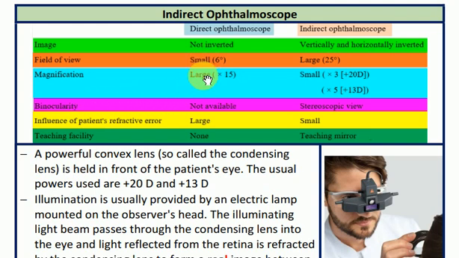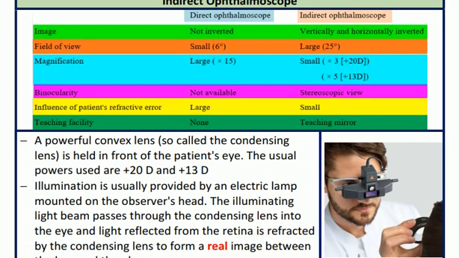Binocularity is not available in direct. Stereoscopic view in indirect. Influence of patient's refractive error: large influence in direct and small influence of refractive error in indirect. Teaching facility is not available in direct and available in indirect.